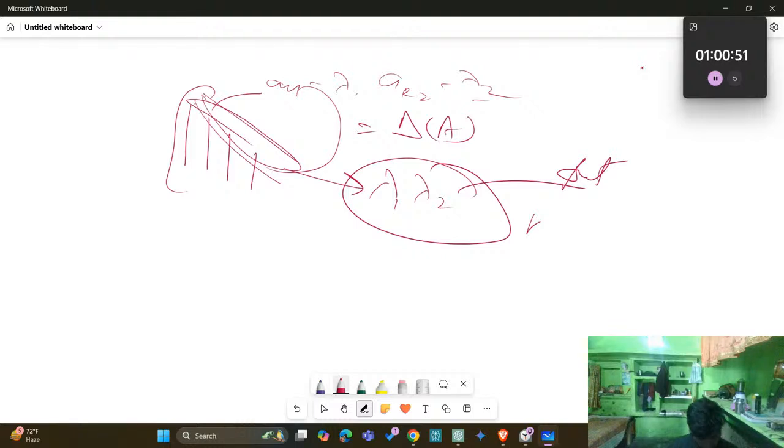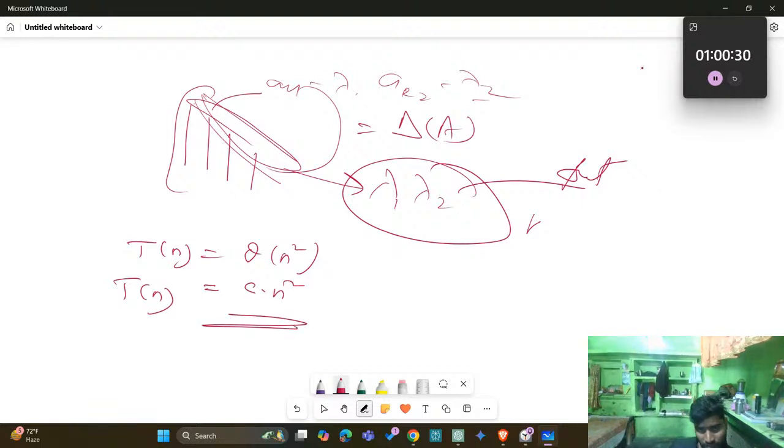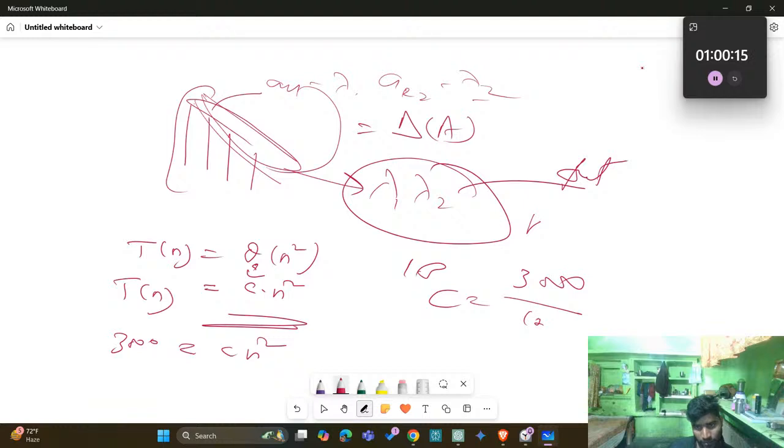And T of n is equal to theta of n square. Let's say T of n is equal to C of n square. Then we have T as 3000, let's say, and n is 100, suppose. So C is equal to 3000 upon 100 squared, that is 10 to the power 4, about 0.3. C is like this.